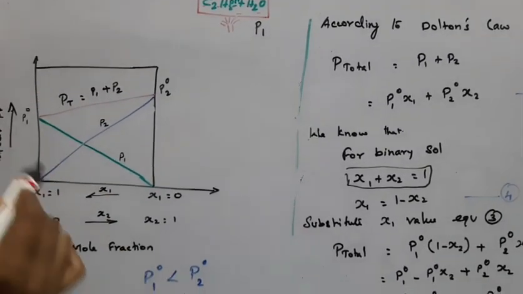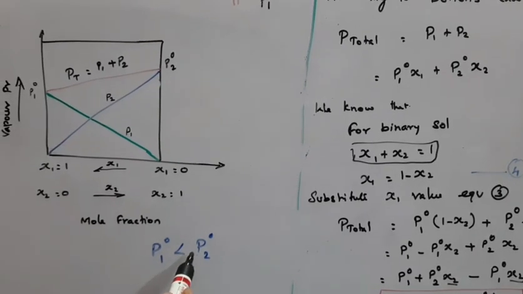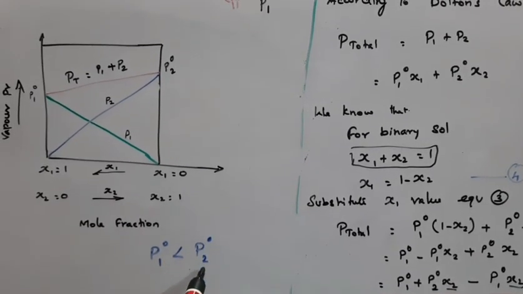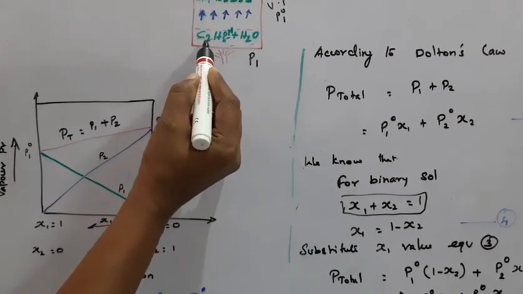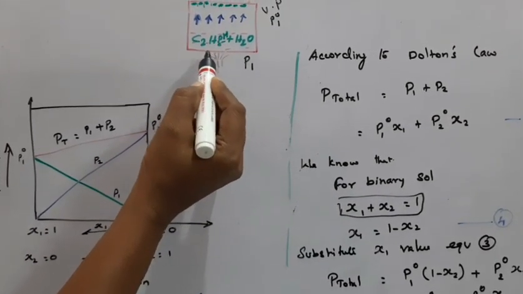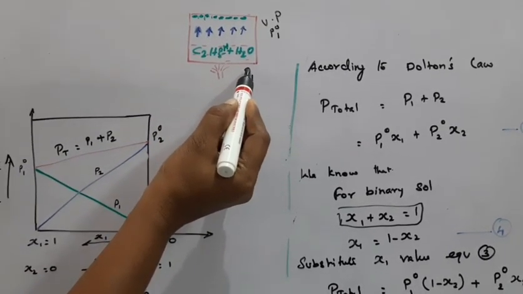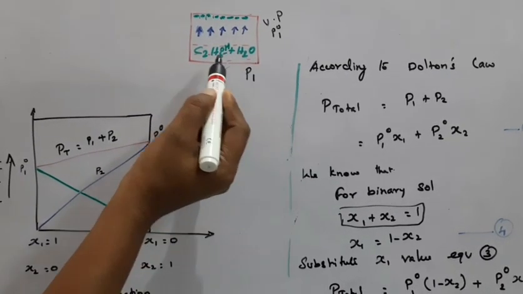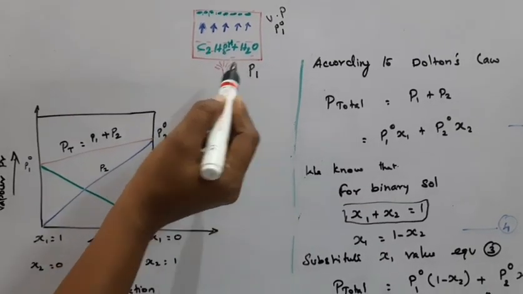In this case it shows that P01 is less than P02. Why? Because here C2H5OH, ethanol, is a volatile substance present in a non-volatile solvent like water. So its vapor pressure is less than that of water.